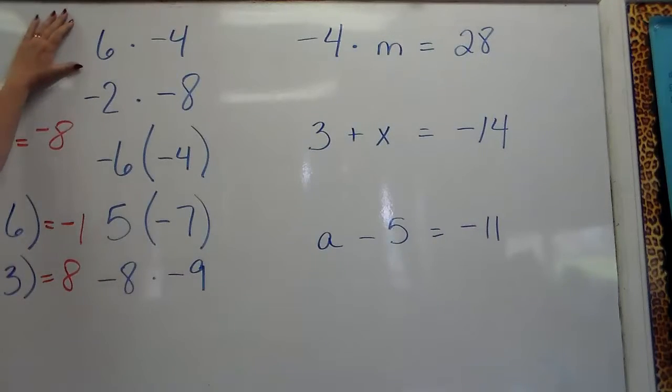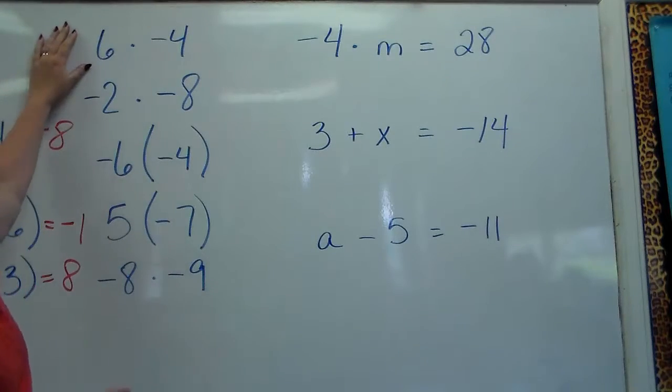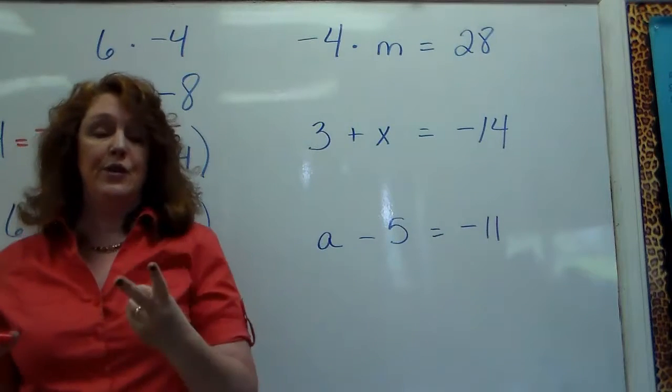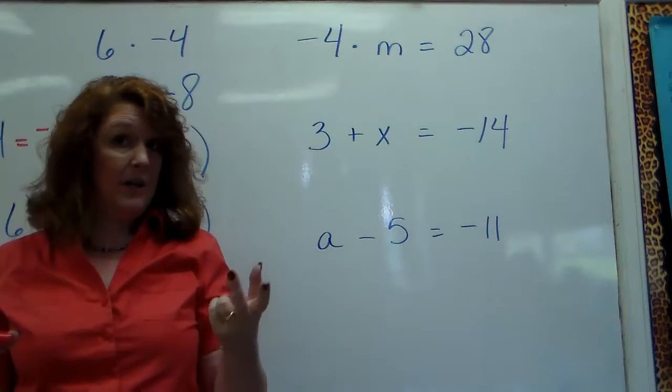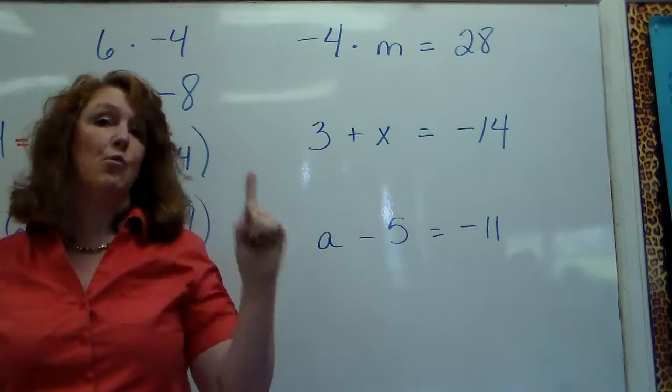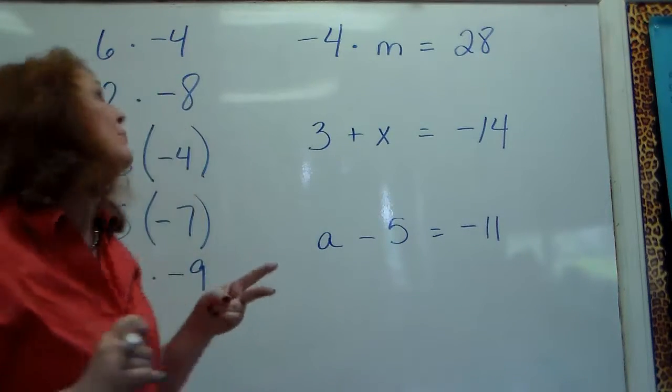Now we're going to multiply. The rule here to remember is that you need to have an even number of negatives. Two negatives will cancel themselves out, and you'll end up with a positive. But if you only have one negative in your question, you have one negative in your answer. It has to be an even number.